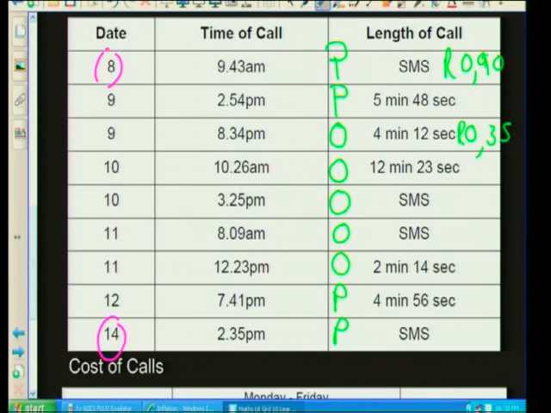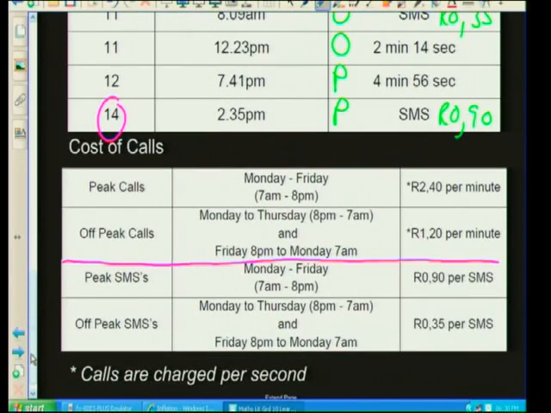Okay. Another SMS off peak, 35 cents. Another SMS off peak, 35 cents. Another SMS, but this one's during peak time, so we know it's 90 cents. Where are we getting these figures from? From this table over here. The 35 cents, the 90 cents.